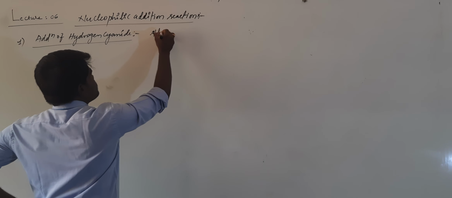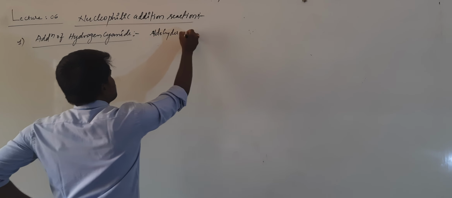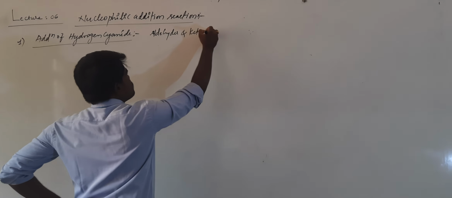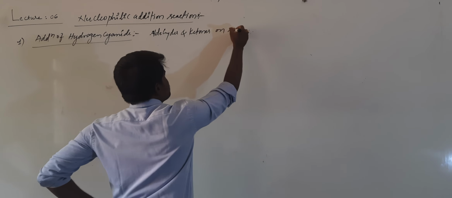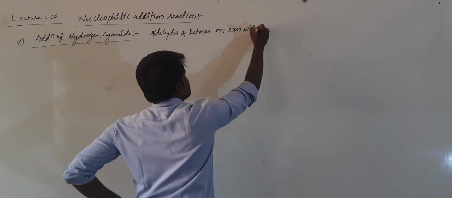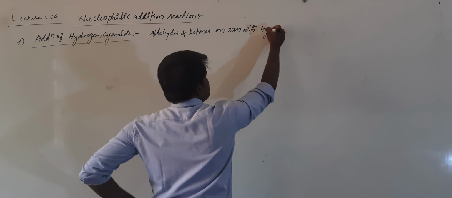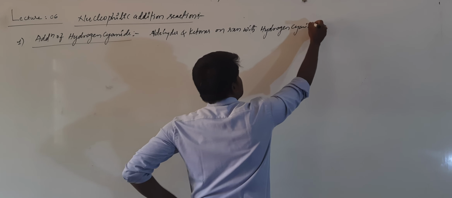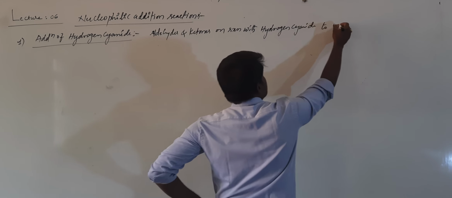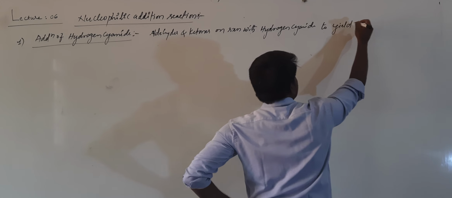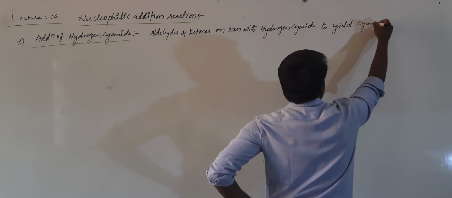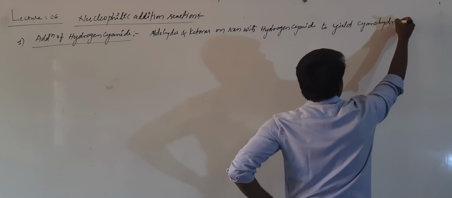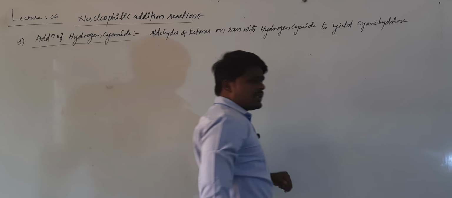Aldehydes and ketones on reaction with hydrogen cyanide yield cyanohydrin. What is the addition product called? Cyanohydrin is called.